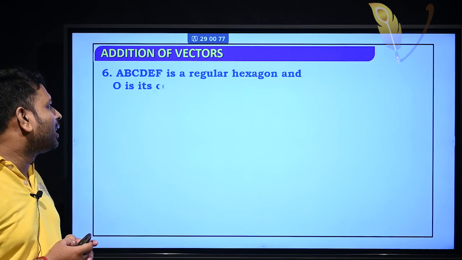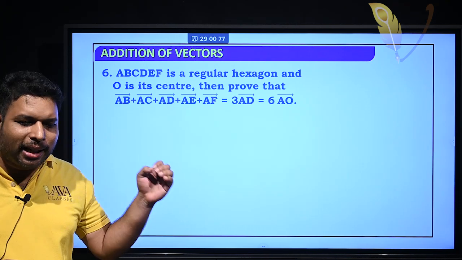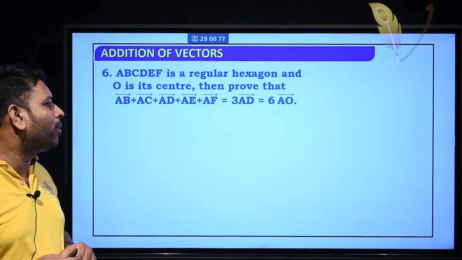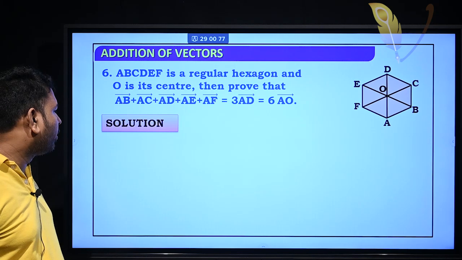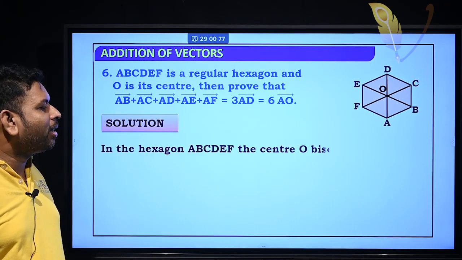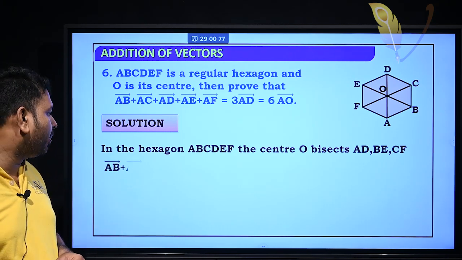Now question number 6. ABCDEF is a regular hexagon and O is its center. Then prove that AB + AC + AD + AE + AF = 3AD = 6 times AO. Solution. Here it is the hexagon. Now in the hexagon ABCDEF, the center O bisects AD, BE, CF.